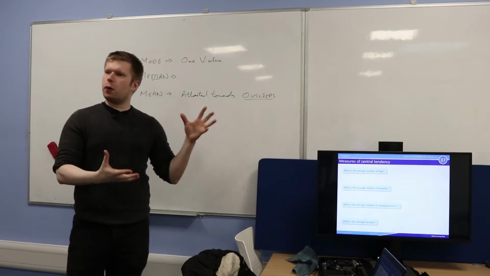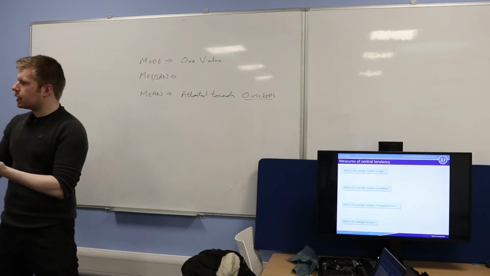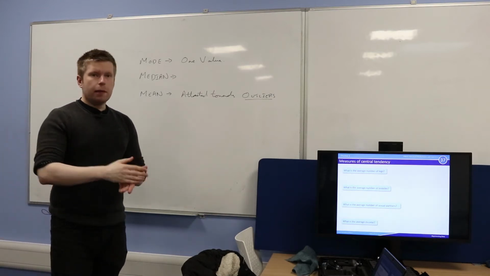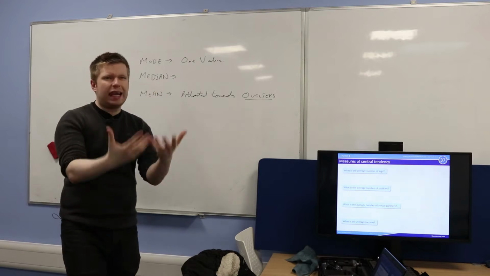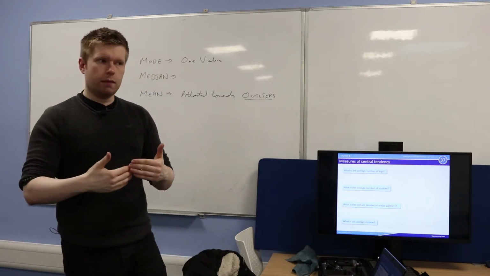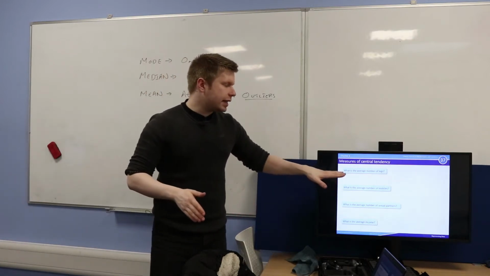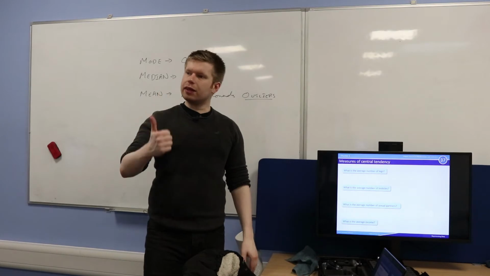The reason why I put these questions on the board is because I really wanted to illustrate when each measure of central tendency will be used. Don't just say average, we're quite lazy when we mean average. We need to be aware of what we mean. So, the first question asks, what is the average number of legs? Let's have a think.